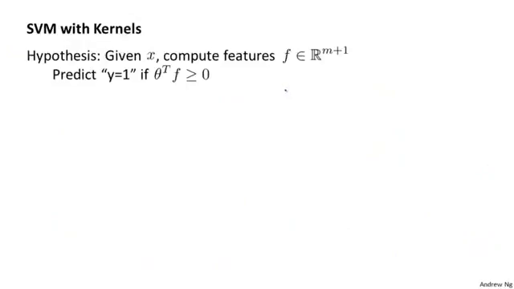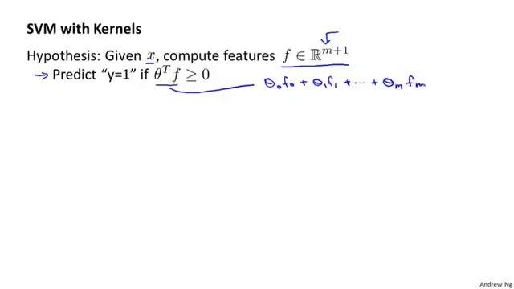If you already have a learned set of parameters theta, then if you're given a value of x and you want to make a prediction, what we do is we compute the features f, which is now an R^(m+1) dimensional feature vector. And we have m here because we have m training examples and thus m landmarks. And we predict 1 if theta transpose f is greater than or equal to 0, right? So theta transpose f, of course, is just equal to theta 0 f0 plus theta 1 f1 plus dot dot dot plus theta m fm.